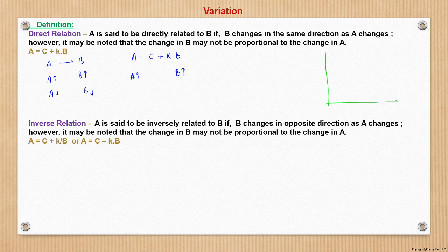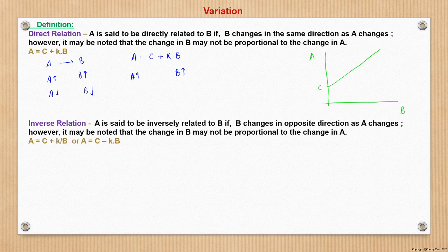Graphically, we will show this as follows: this is the A axis, this is the B axis, and this is the value C. So it will be like this. At B equal to 0, the value which A will take is C, and as B increases, A also increases. So this is a case of direct relation.